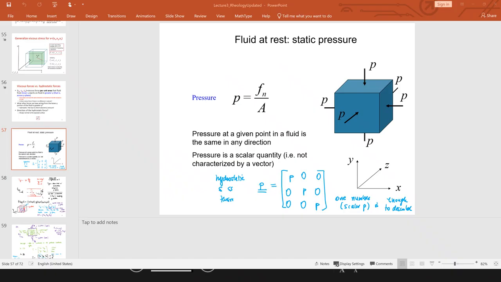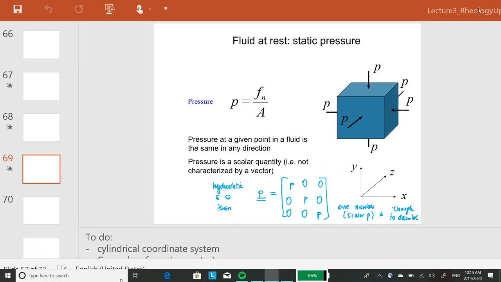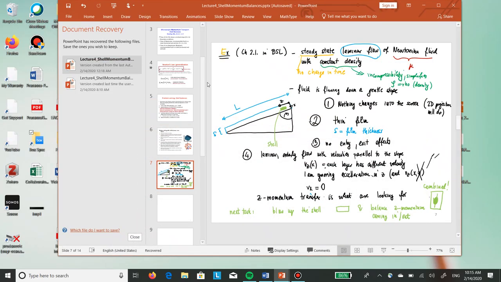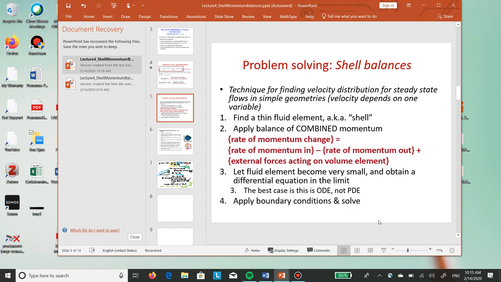Now we will put these to work in a specific example. So we have started, basically, last time we really just introduced the problem.